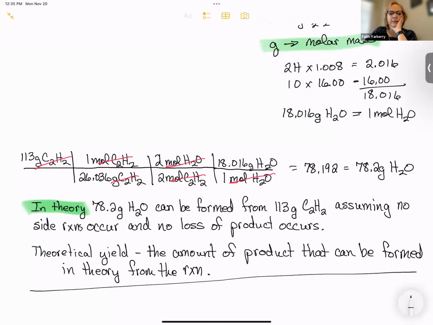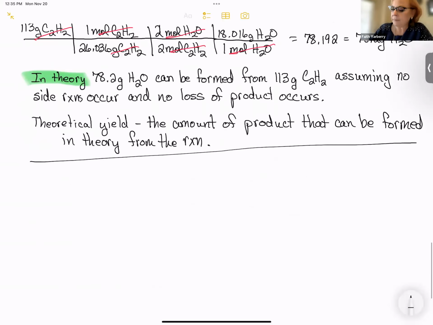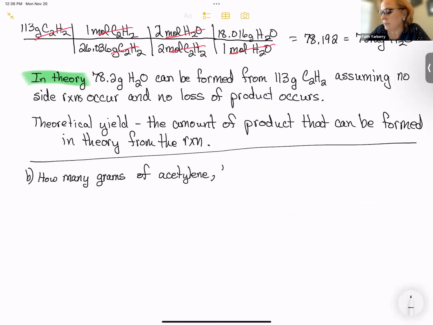Okay, let's look at another example. How many grams of acetylene react if 1.10 moles of CO2 are produced?